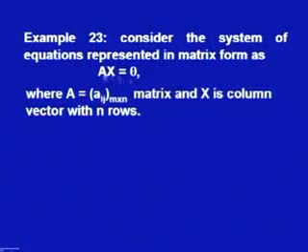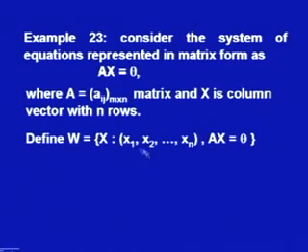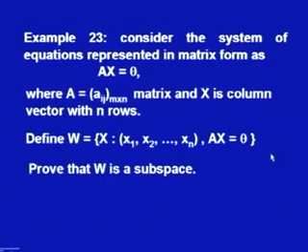Now, this is a slightly different example. Here I am considering the system of equations represented in the matrix form Ax is equal to theta. So, x is a column vector and theta is the null vector. If I consider A as a rectangular matrix of order m by n, and x is a column vector with n rows, then one can define the subset W as all the solution vectors which satisfy Ax is equal to theta. Then we have to prove that W is a subspace.